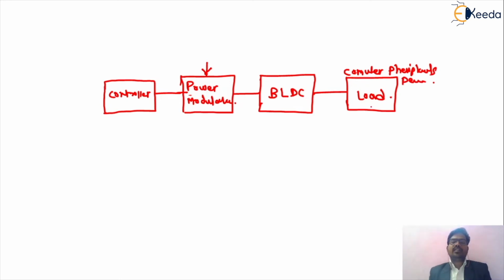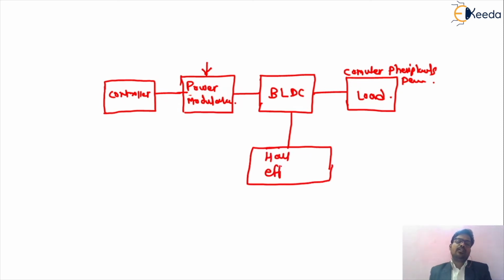So friends, from this particular BLDC motor, we are using the sensor. This type of sensor is called a Hall effect sensor. In that Hall effect sensor circuit, we are using different types of commutation devices.